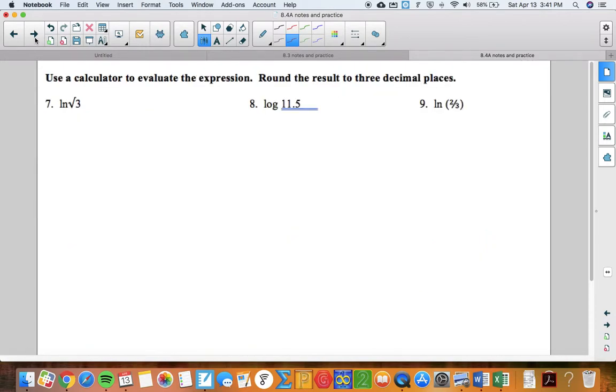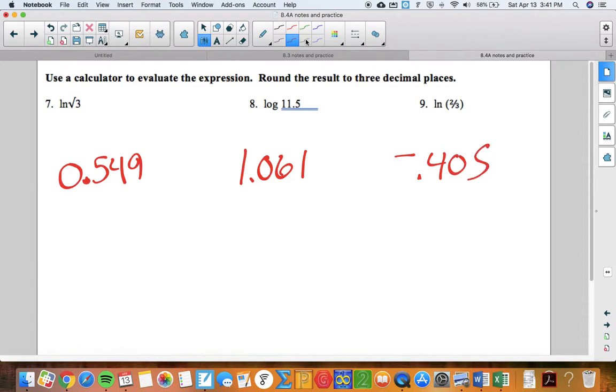Grab your calculator. Let's take the natural log of the square root of 3. Should get 0.549. That got spaced out kind of funny. The log of 11.5 is 1.061, and the natural log of 2/3 is -0.405. If you're like, why did that just happen? What just happened here? Folks, by the way, you can rewrite this as the natural log of square root of 3 equals what? Equals x. You can write an x there to show the equals of what. And you just found the what.